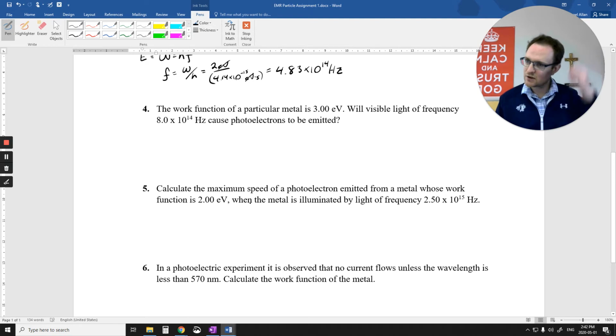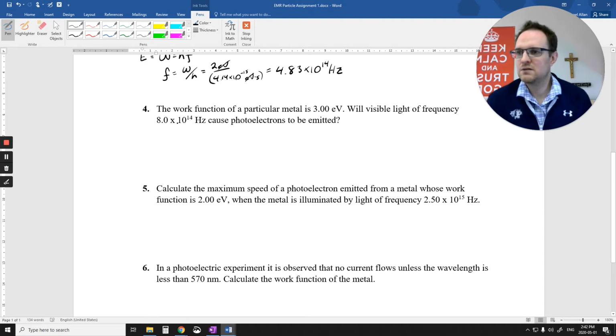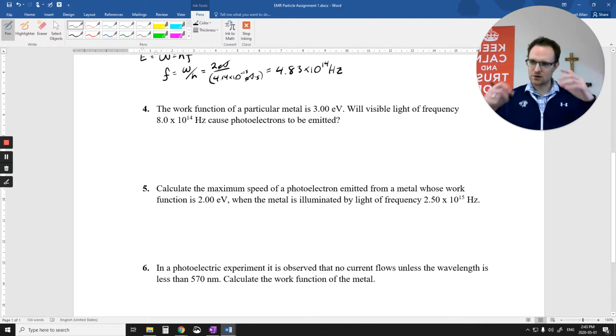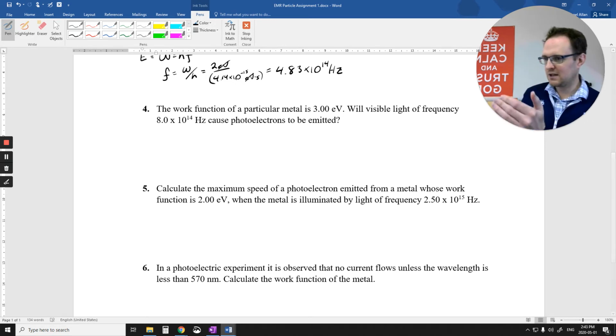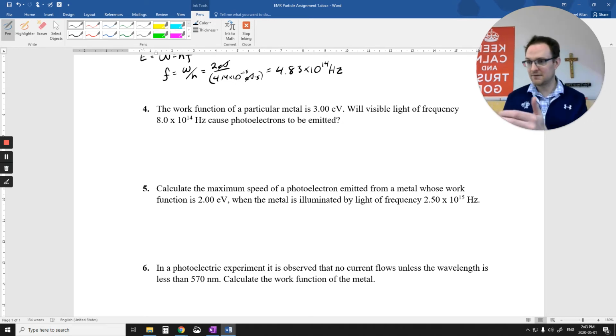The work function of a particular metal is 3 electron volts. Will visible light that has a frequency of 8 times 10 to the 14 cause photoemission? So there's 2 ways to do this. You can either determine what the threshold frequency is and see if that's enough frequency, or determine how much energy that photon is and see, is that enough energy?